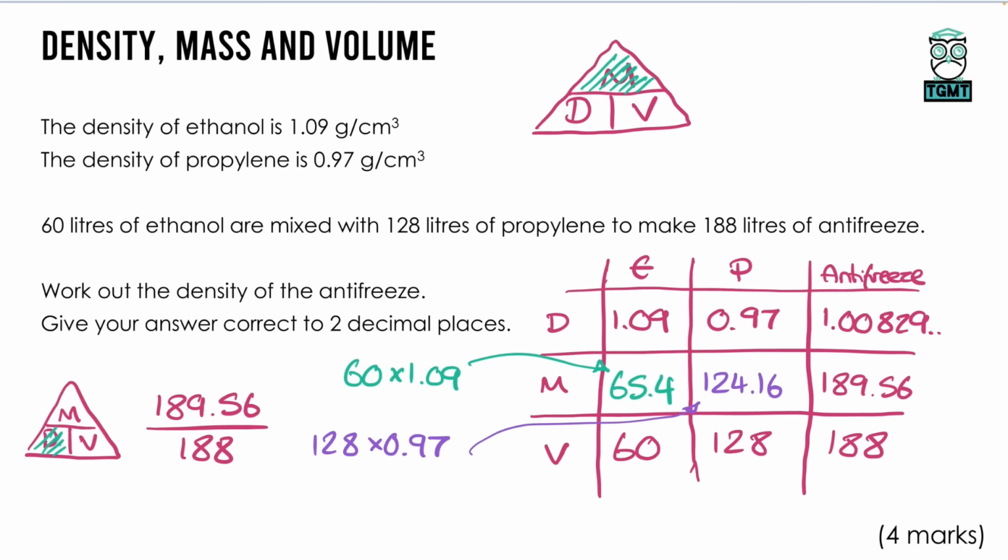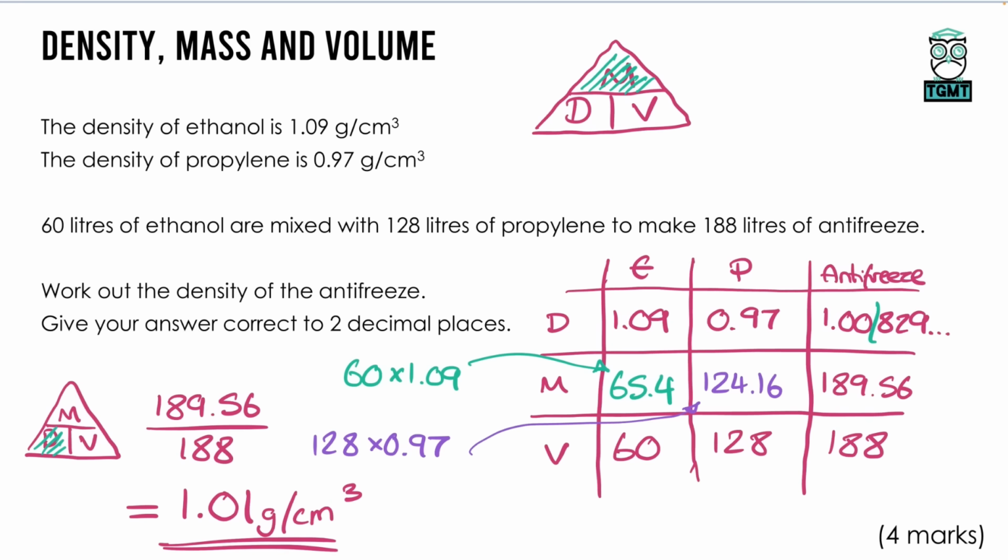That gives us a final answer here, which comes out as 1.00829. There's a lot of decimals here, but it does want my answer to 2 decimal places. So if we chop it after the 0, that is going to round to 2 decimal places as 1.01, and that'll be in grams per centimetre cubed. And there we go, there is our density question where we had a mixture.